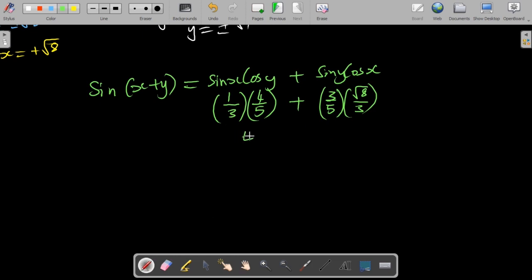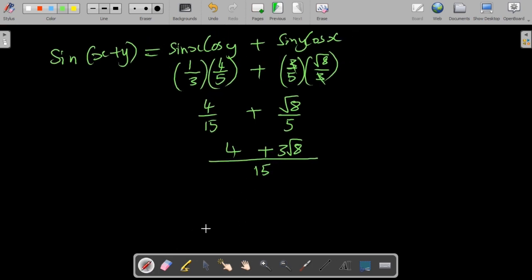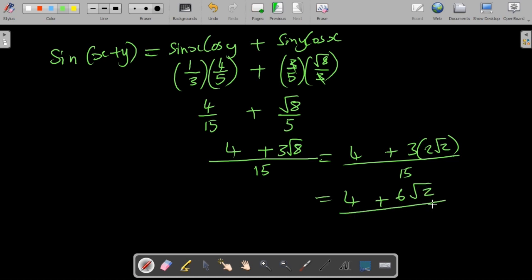So if you work this out, this will be 4 over 15, and this will cancel that. So we're going to have square root of 8 over 5, and we can find the common denominator of these two, which is 15. That brings 4 there, and at the top, we're just going to multiply square root of 8 by 3. And square root of 8 is the same as 2 square root of 2. So this can be as follows. And ultimately, you have 4 plus 6 square root of 2 over 15.